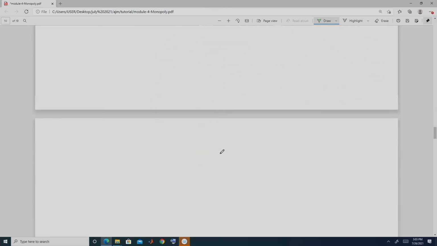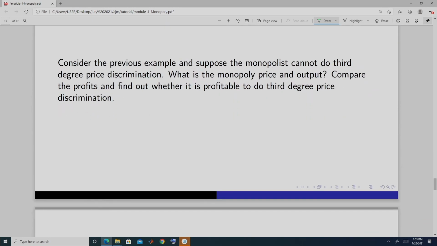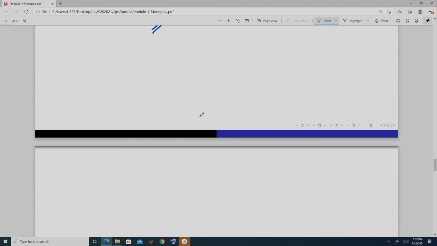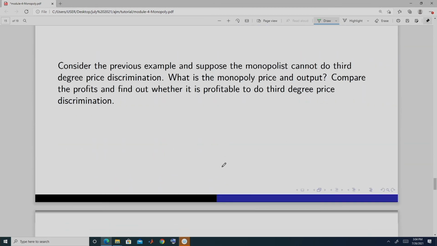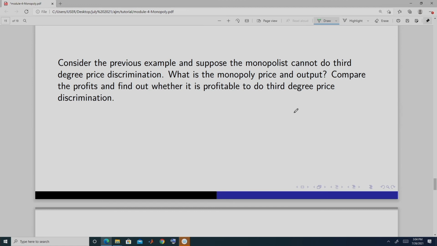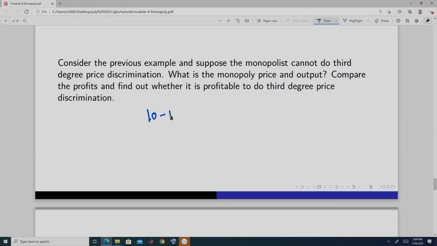Okay. Next, let us solve another problem, that is this. Consider the previous model, where there are two demand curves, this and this, and suppose here the firm cannot do third degree price discrimination, then what is going to be the market? So, if you look at this, it is this. Okay.